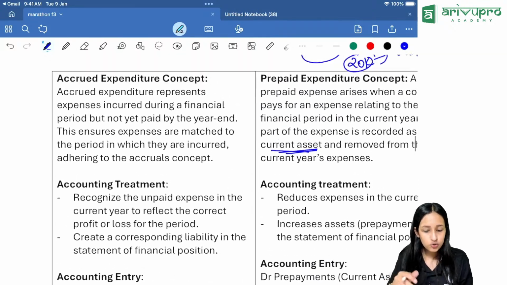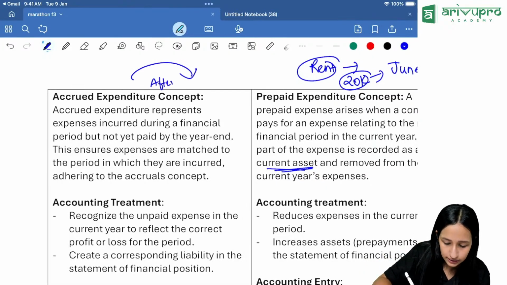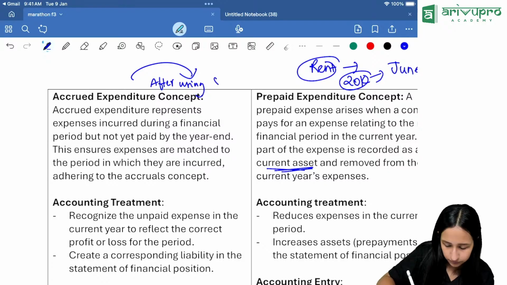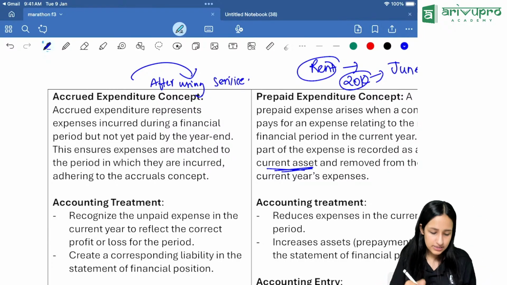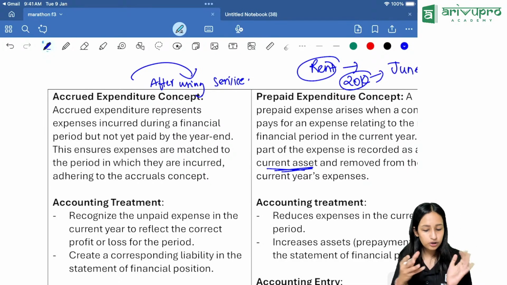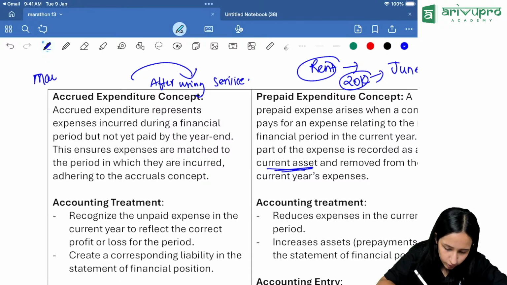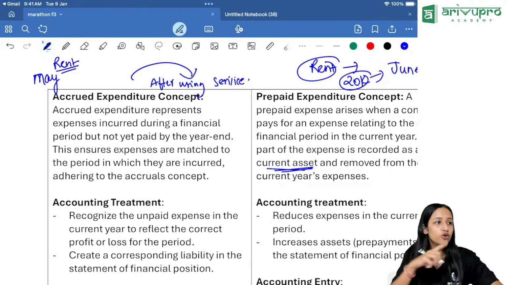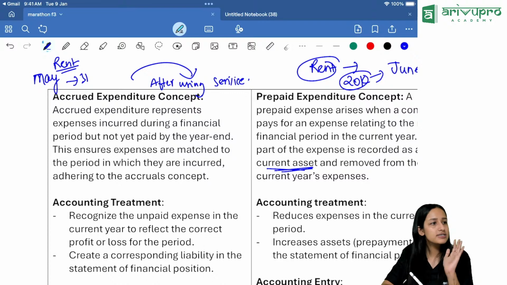Accrued expense, you will not pay it in advance, but you will pay it after using the service. Okay, what is the meaning of this? Accrued expense represents expense incurred during the financial period but not yet paid. For example, let's take the same example, May. This time rent for May. Now for May, I have not paid my rent yet. Let's say on the 31st of May, the last day, I will sit and pay that day.